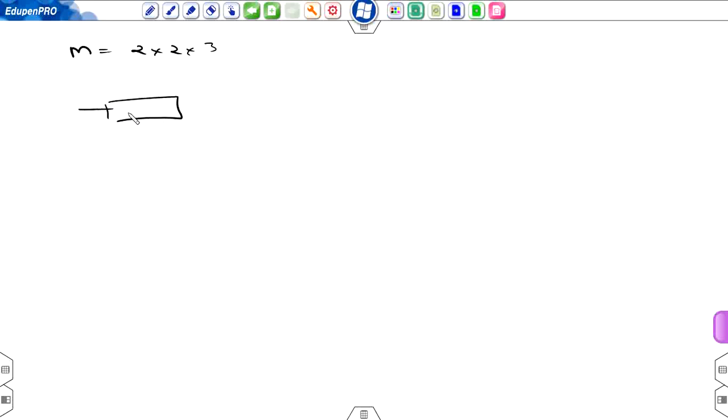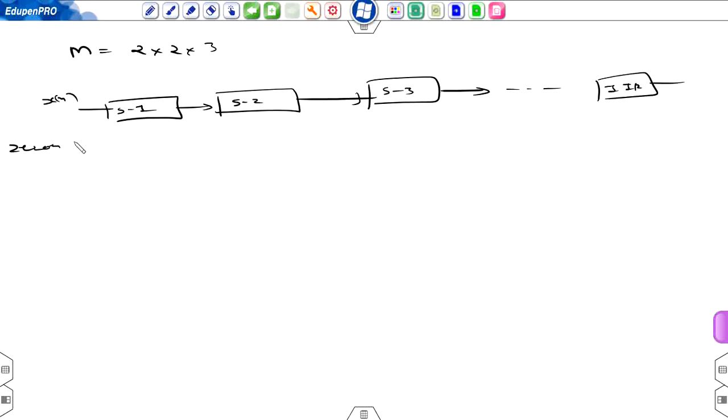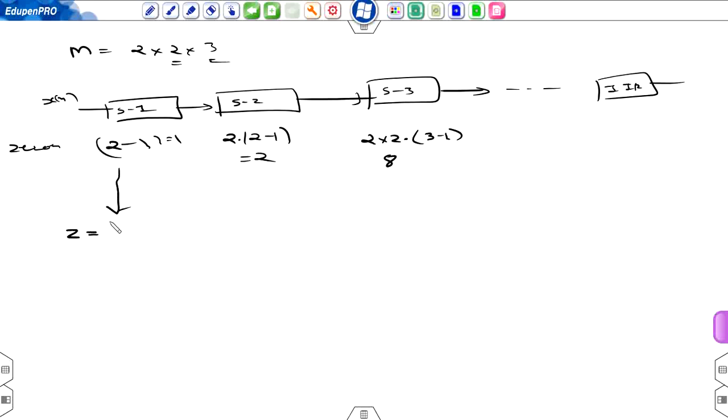So we have three different stages: stage 1, stage 2, stage 3, and then the IIR part. Now talking about zeros, the first stage will have 2 minus 1, that is 1 zero. The second will have 2 into 2 minus 1, that is 3 zeros, and the third will have 2 into 2 into 3 minus 1. So this is 8 zeros in total. Let the zero for the first stage be given by z equal to minus a.